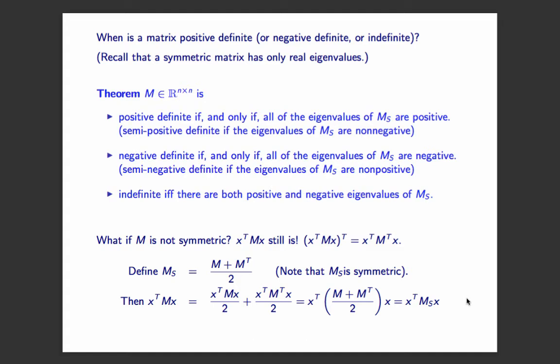So I can rewrite the theorem above. M, just any M in R n by n, a real matrix, is positive definite if and only if all of the eigenvalues of its symmetric part are positive. Semi-positive definite if not negative. It's negative definite if and only if all of the eigenvalues of its symmetric part are negative. Semi-negative definite if the eigenvalues of MS are non-positive. It's indefinite if there are both positive and negative eigenvalues of the symmetric part.